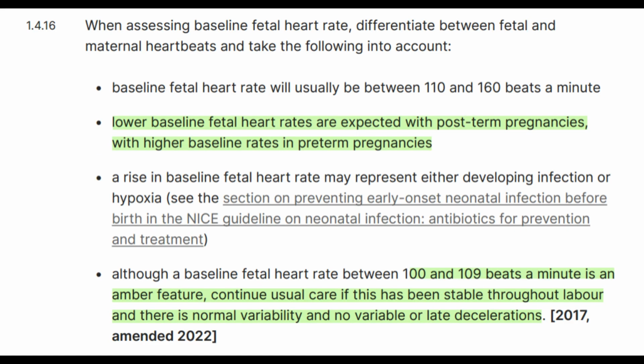When assessing baseline fetal heart rate, differentiate between fetal and maternal heartbeats and take the following into account. Baseline fetal heart rate will usually be between 110 and 160 beats a minute. Lower baseline fetal heart rates are expected with post-term pregnancies, with higher baseline rates in preterm pregnancies. A rise in baseline fetal heart rate may represent either developing infection or hypoxia. Although a baseline fetal heart rate between 100 and 109 beats a minute is an amber feature, continue usual care if this has been stable throughout labor and there is normal variability and no variable or late decelerations.